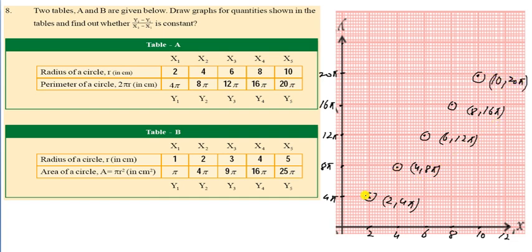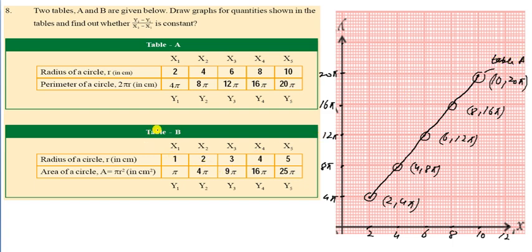Now draw a line with the help of a scale. I can draw like this, but you can draw with the help of a scale. I have no scale, so you can do this. So this is table A. You can say it is table A.